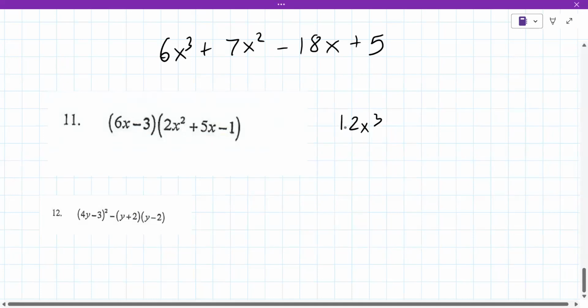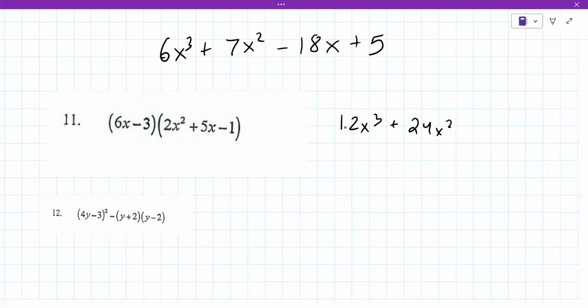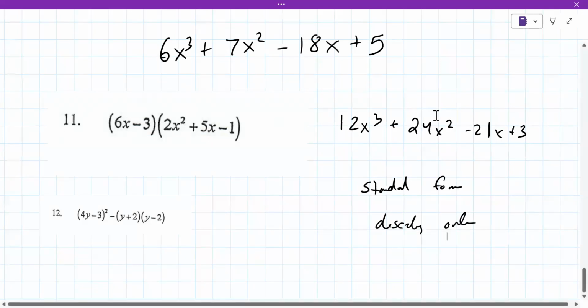One small thing I'll mention is that you should put your answer in what's called descending order or standard form. So standard form means that it's in descending order with the exponents. So you used the 24x squared first, but really that 12x cubed should come first, would be preferred. All right, so good job on that.